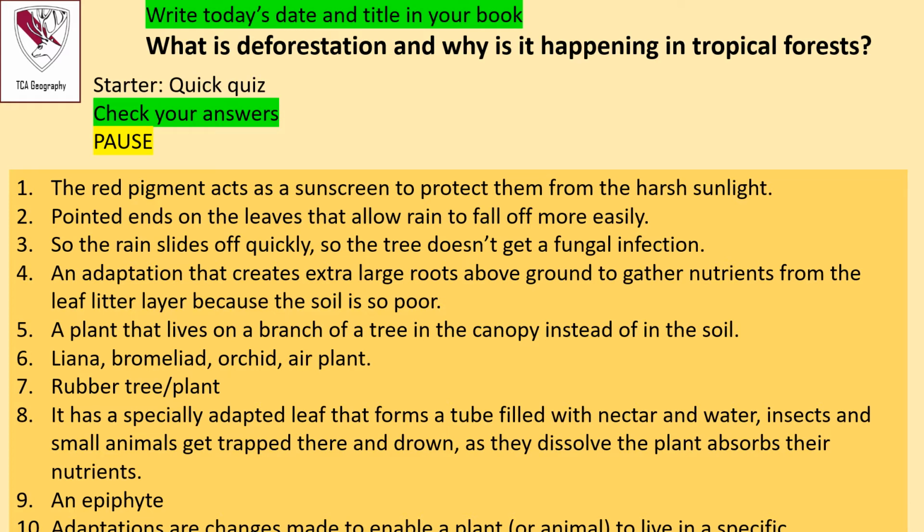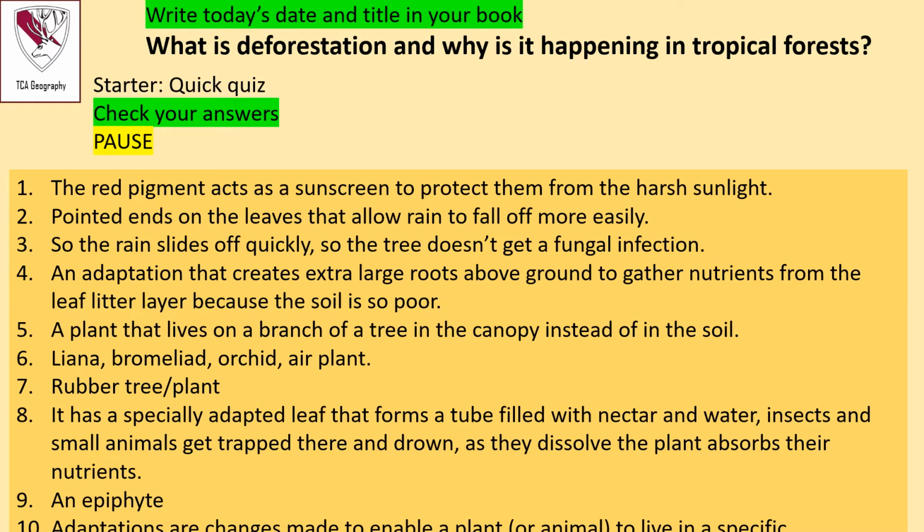Examples of epiphytes for number 6, you could have any one of these, a liana, a bromeliad, or an orchid. Those 3 were mentioned in the lessons, and air plant is another example that I thought of that you might actually have at home. An air plant is a very nice looking little plant that you can have that doesn't require any soil, and you just mist it slightly.